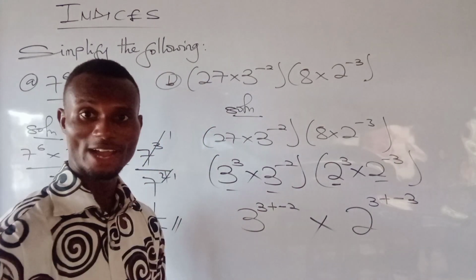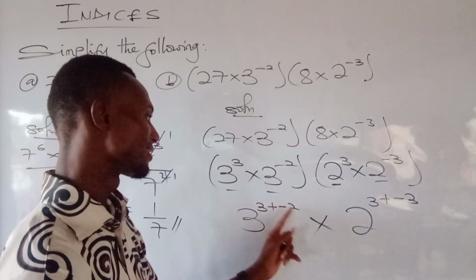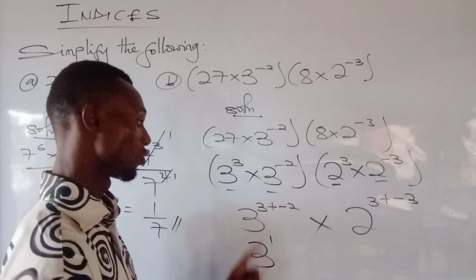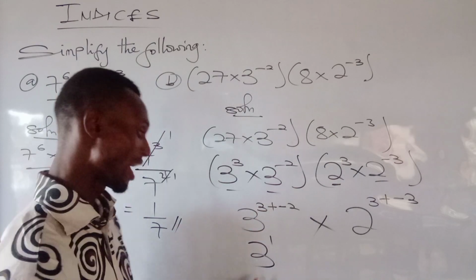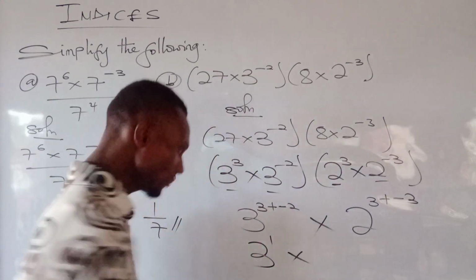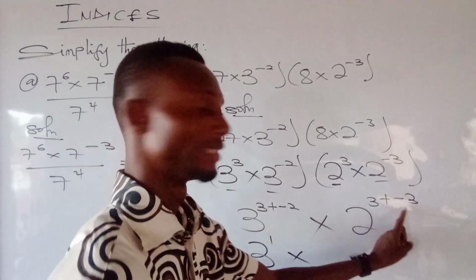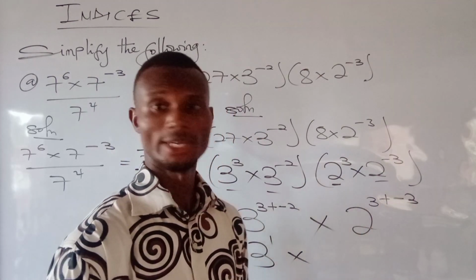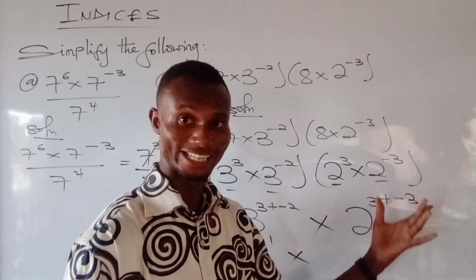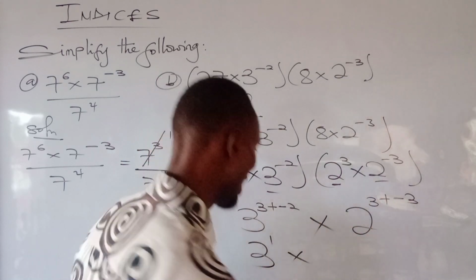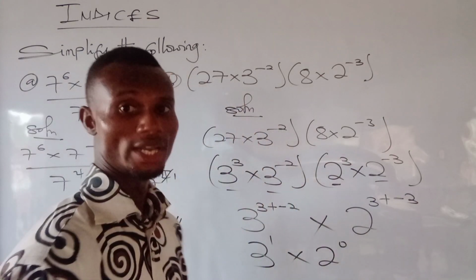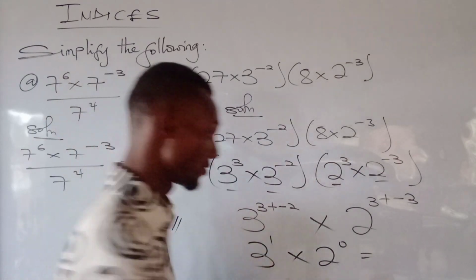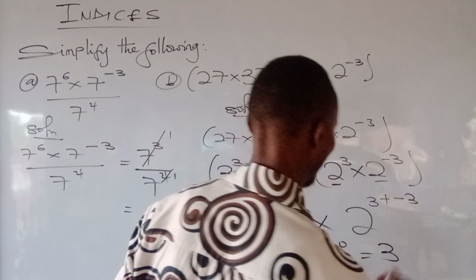Now let's go ahead and simplify further. 3 to the power 3 plus negative 2 will give me 3 to the power 1. Please hope you agree with me. So this 3 plus negative 2 gives 1. So I have 3 to the power 1, times this 2 to the power 3 plus negative 3. This 3 plus negative 3 will be 0. In other words, it just means 3 minus 3, which is 0. So I have 2 to the power 0. Now let's go ahead and simplify further. This 3 to the power 1 is 3. You know that. So I write my 3 times.